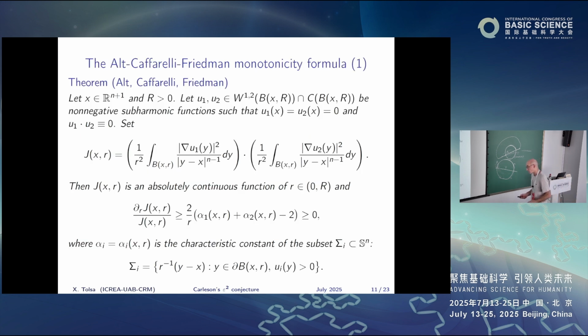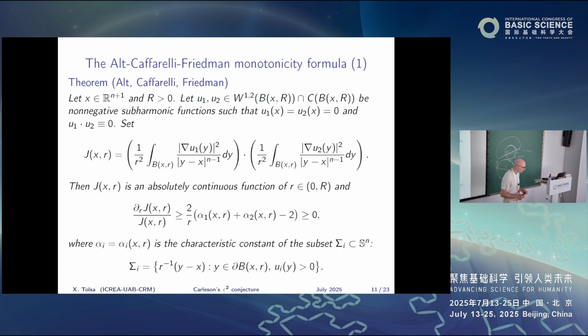And to motivate the introduction of these new coefficients, I recall what is the Alt-Caffarelli-Friedman monotonicity formula. There is a long statement here; you don't have to remember the whole statement, don't worry. We have a point x in R^(n+1), a big radius r, and two functions u1 and u2 in the Sobolev space in the ball. They are continuous in the ball, non-negative, subharmonic, they vanish at the center of the ball, and their product is 0.